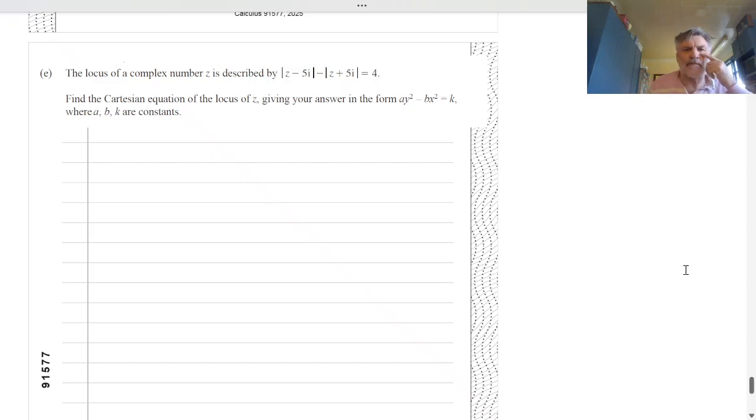Hello, this is a question from the 2025 complex number examination 91577. It's question 1. I suspect it's probably designed to be the excellence question.